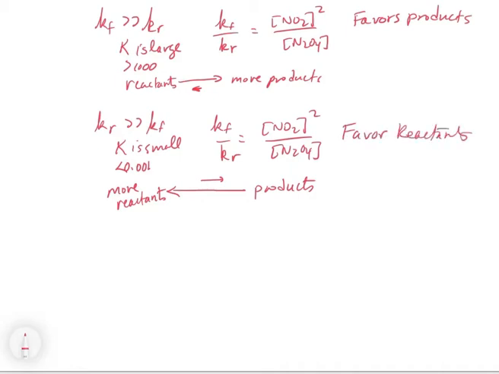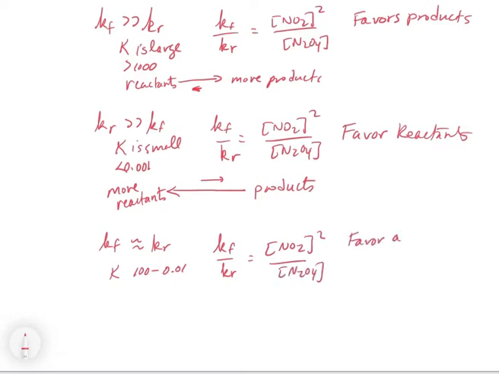And then if we have the case where K forward is approximately equal to K reverse. So let's say that K is somewhere between 100 and 0.01 or something like that. Some reasonable numbers close to 1. This means that K forward over K reverse, and so in this case, K would be close to 1. So in this case, the products and the reactants are going to be in a mixture. So this is going to favor a mixture of products and reactants where both are sort of equally weighted. So we're going to get about the same amount of the products and the reactants. And again, this doesn't take into account the fact that one of them is squared. It's just a rough estimate for what is taking place in the mixture.